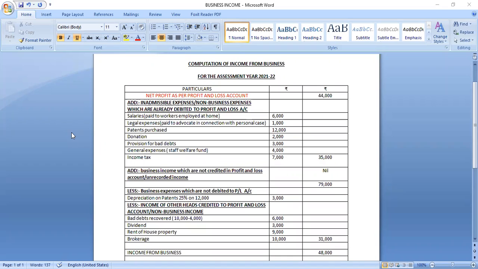Now I will have some discussion on a problem on income from business. I posted the problem in the group. This is a problem related to the previous year question papers. From the profit and loss account of Durga Mills, compute income from business for the assessment year 18-19. We convert it into assessment year 21-22.